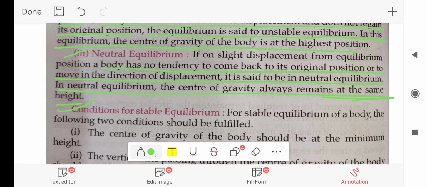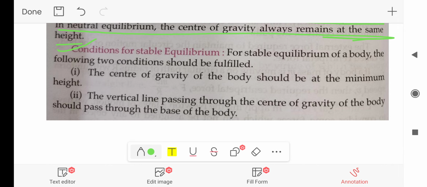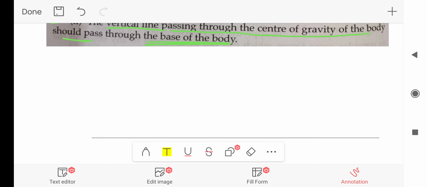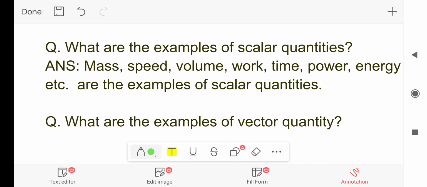Conditions for stable equilibrium. For stable equilibrium of a body, the following two conditions should be fulfilled. First, the center of gravity of the body should be at the minimum height. Next, the vertical line passing through the center of gravity of the body should pass through the base of the body. These were the two conditions for stable equilibrium. Now we will solve the questions based on what we read.